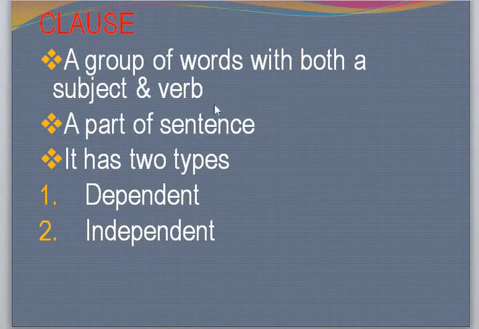A clause is the basic unit of grammar. A clause must contain a verb. Typically, a clause is made of a subject, a verb phrase, and sometimes a complement. It can be defined as a group of words which includes a subject and a finite verb. So a clause contains only one subject and one verb, right? And there are two types of clauses which I'll explain one by one, dependent and independent clauses.